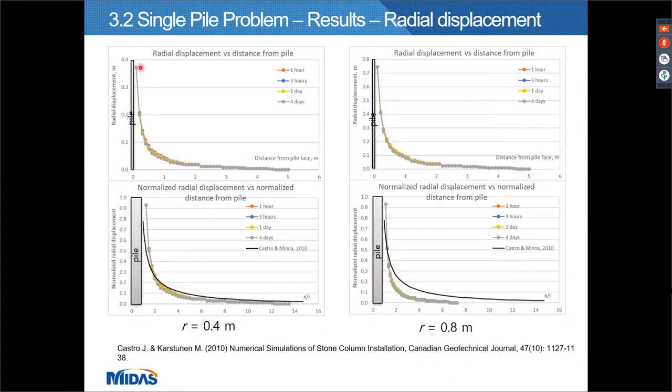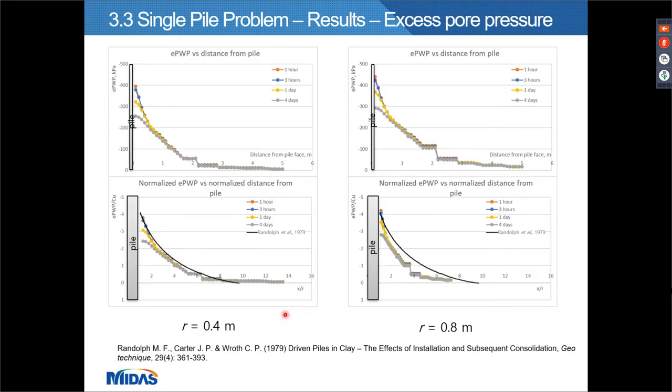This is a graph of radial displacement plotted against the normalized pile radius, and it shows good agreement with the published data, where the radial displacement dissipates very quickly against the distance from the pile face. Similarly, the normalized excess pore pressure dissipates very quickly against the distance from the pile face, and the response is comparable to the Randolph result.